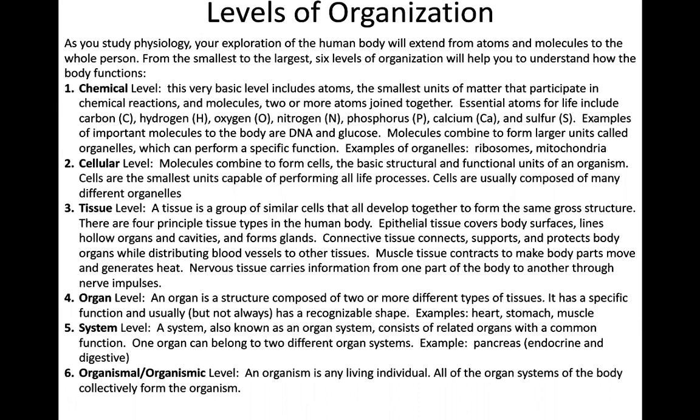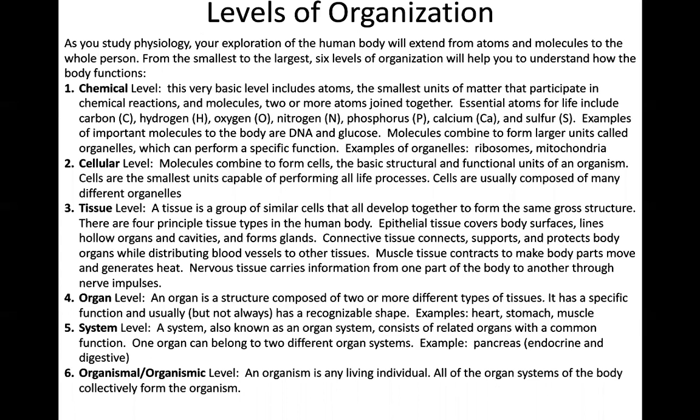As you study physiology, your exploration of the human body will extend from atoms to molecules to the whole person. From smallest to largest, there are 6 levels of organization that will help you to understand how the body functions. We call these the levels of organization, and it is a way to describe how we're put together in a very coordinated, very amazing way, starting at the simplest, which is the chemical level, all the way to the most complex, which is us at the most complex organismal level.